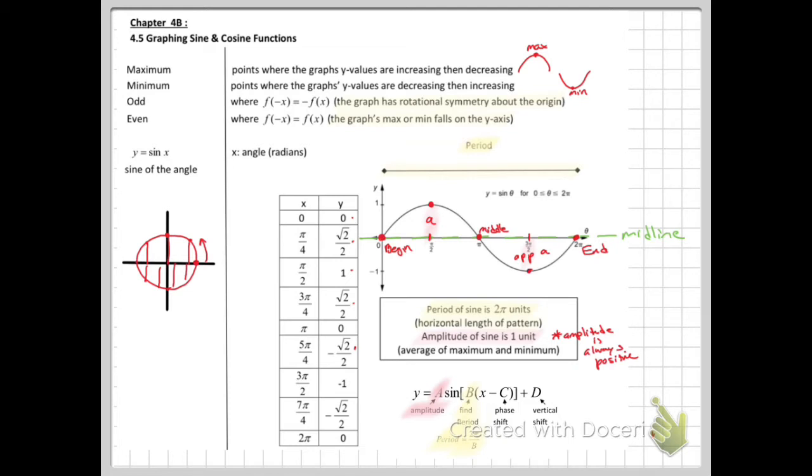C is your left-right phase shift. For phase shift, remember it's in parentheses. Phase means left-right. And it's always opposite what you think it's going to be, just like when we did the vertex of a parabola and everything else. And then that green line, so I'm purposely making this green, that will move with D. That's your vertical shift, your up-down.